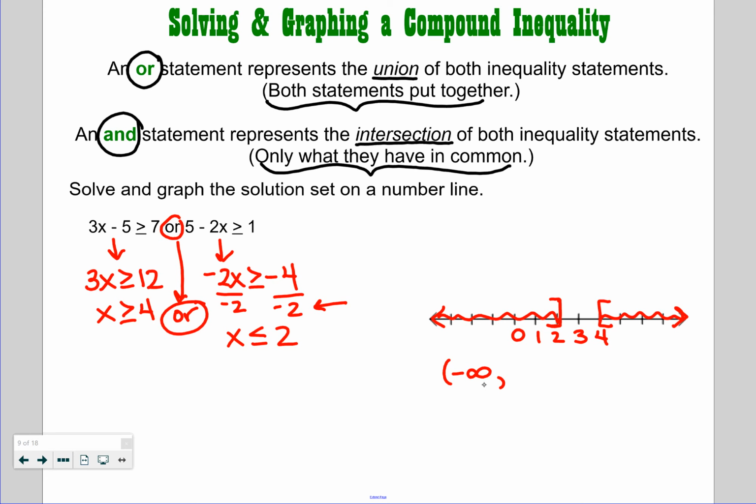The first solution set is negative infinity to 2. The second solution set is 4 to infinity, both have brackets. And then just like domain and range, we use a union symbol to combine the two together. And that's your answer in interval notation.